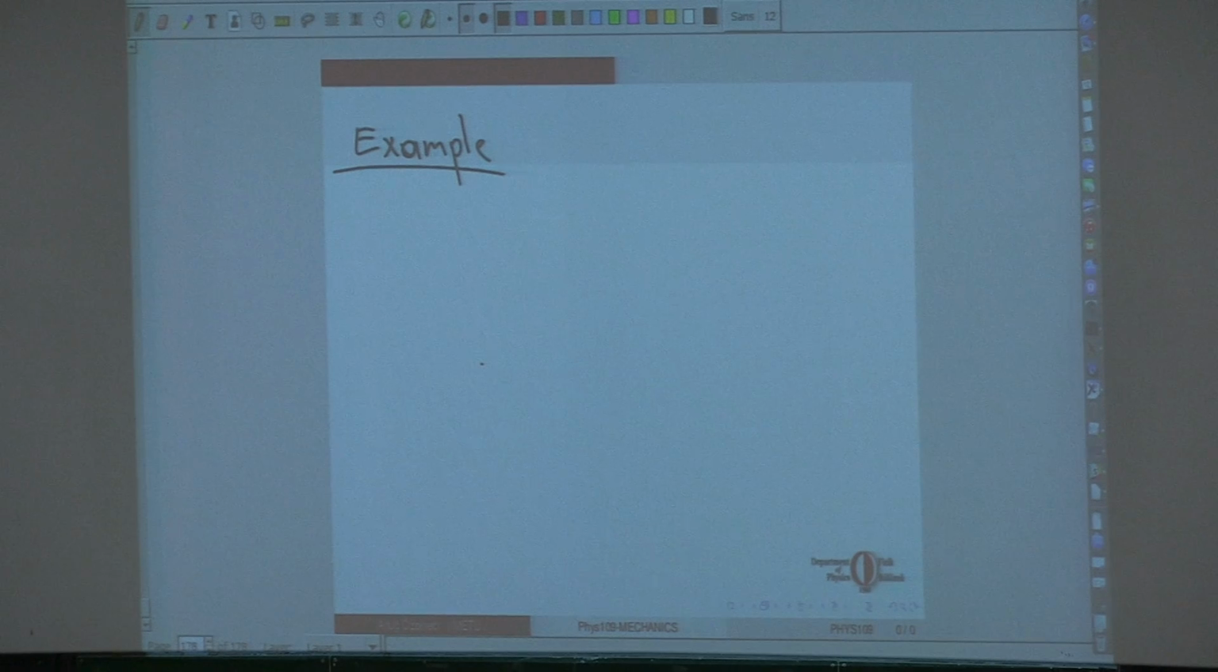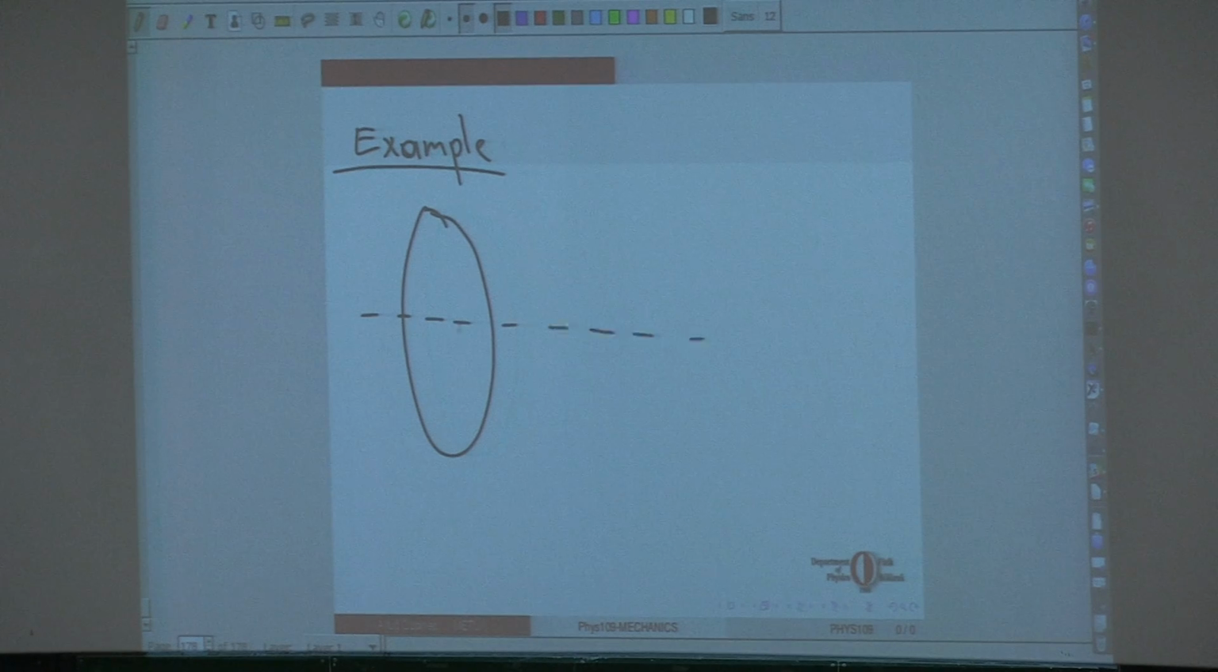Let's start with a ring. What is the potential created by a ring? Not at an arbitrary point, at some point somewhere over here, along this line. It has a radius r, and we are at a distance d from the center of the ring.